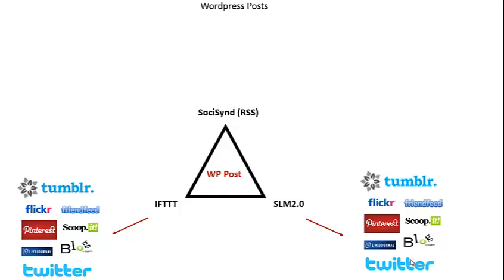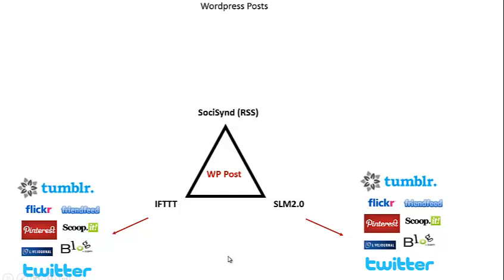As soon as you make a post on your WordPress blog, it's going to get sent to If This Then That, and If This Then That is going to send it over to Tumblr, Flickr, FriendFeed, Scoopit, LiveJournal, Blog.com, and so many more social media accounts. And Social Link Machine 2.0 is going to do the same as well. It's going to send it over to Tumblr, Flickr, FriendFeed, Pinterest, Scoopit, LiveJournal, and so many other social media accounts, which is absolutely brilliant.